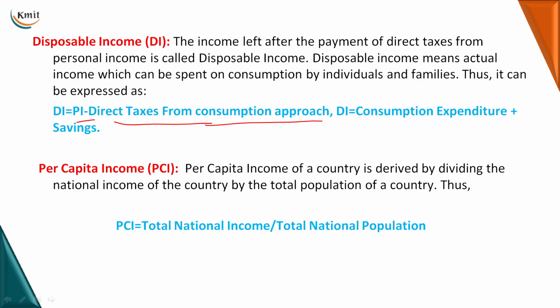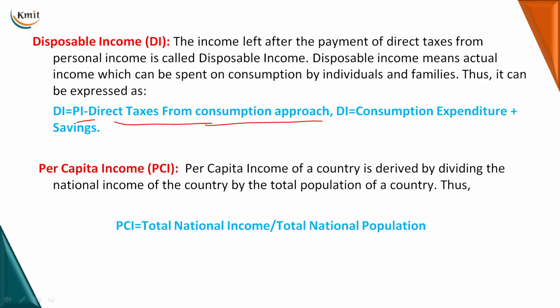From the consumption approach, disposable income is equal to consumption expenditure plus savings. This is the final amount that is left over, or the final income that is left over in the hands of an individual for his spending purpose.